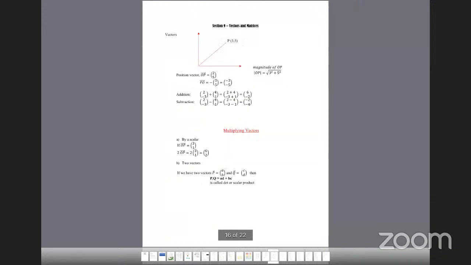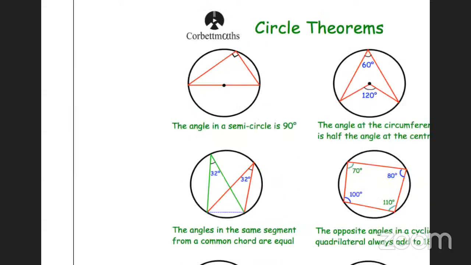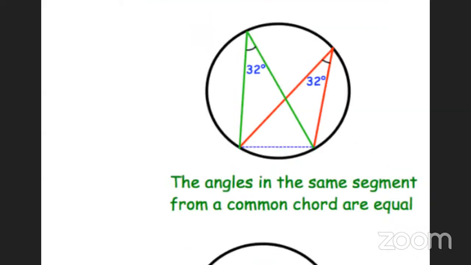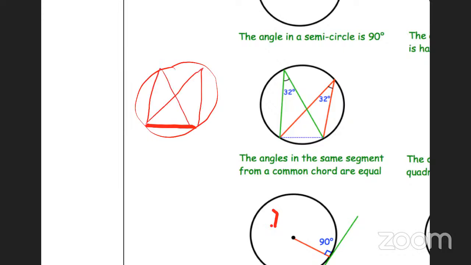Next rule. This rule is sometimes tricky to see, but try to remember this. When you have a circle and you have a chord, that chord is forming two triangles. Same chord, forming two different triangles. Once you see that, the angles at the circumference are equal. That's okay?